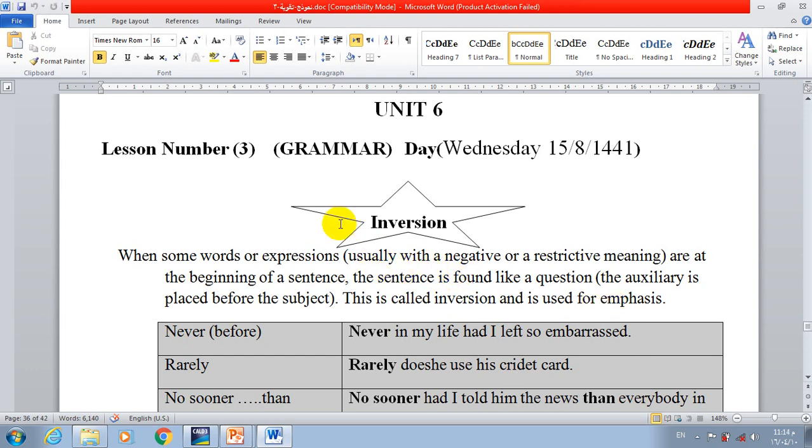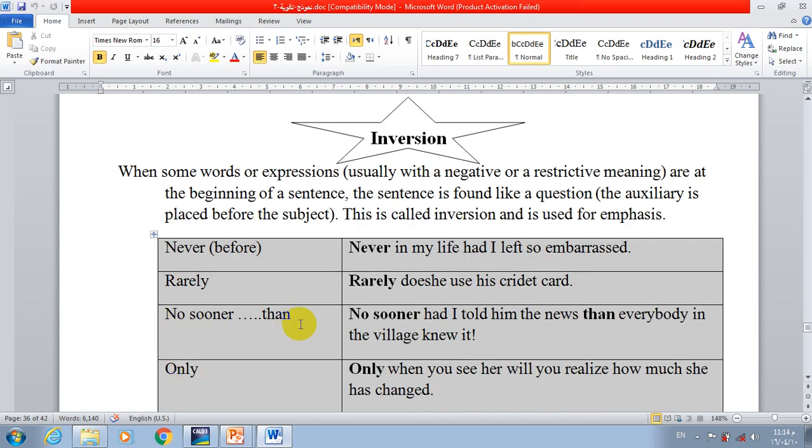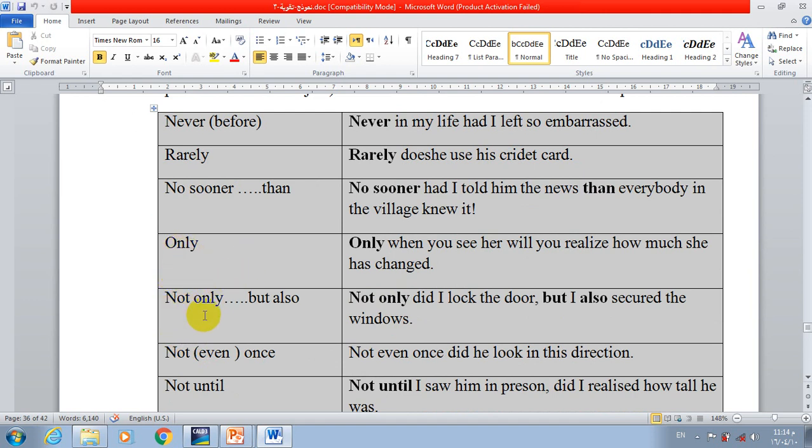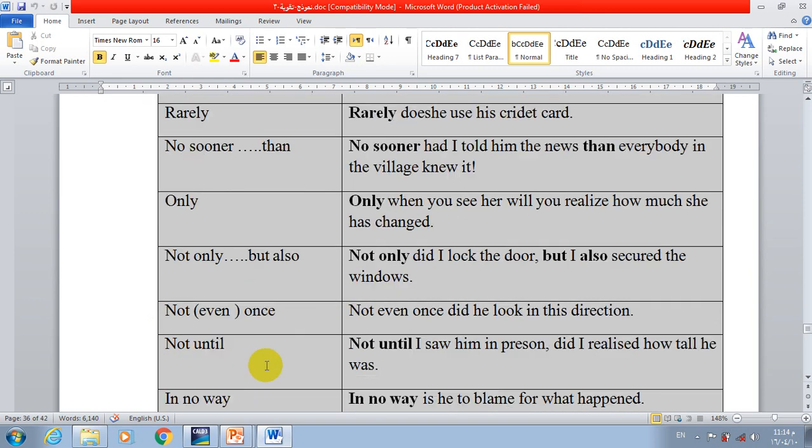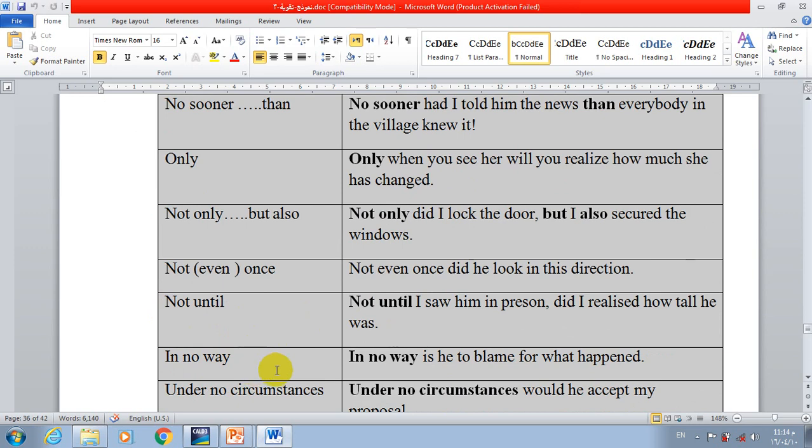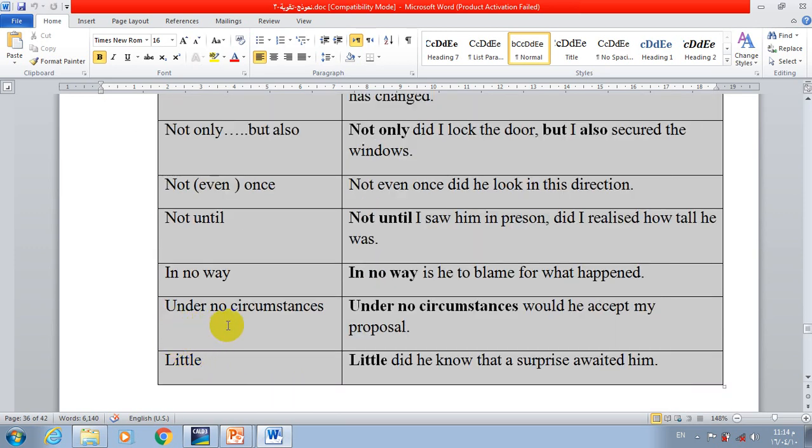Again, when some words or expressions, usually with negative or restrictive meaning, like never, rarely, no sooner than, only, not only but also, not even once, not until, in no way, under no circumstances, and little.